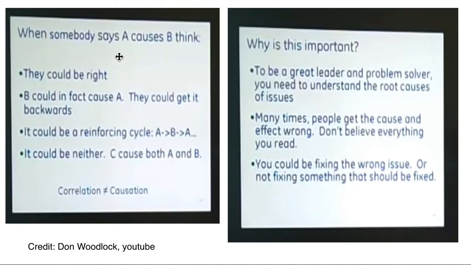So when someone says A causes B, or this is the reason why this is happening, you should always say, they could be right, but it could also be that B causes A, and they could have it backwards. It could also be that A causes B and B causes A. It could be a reinforcing loop. And it could be neither, that C causes both A and B, which is the third cause we talked about. So it's very important for you to think critically as a leader to find out what causes what, what is the real reason. Go behind the scenes, question, and try to really understand and fix the right set of things.